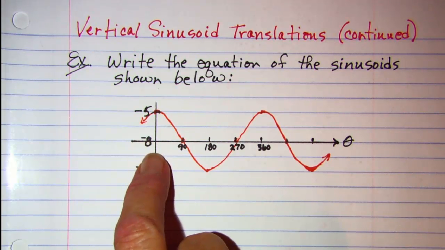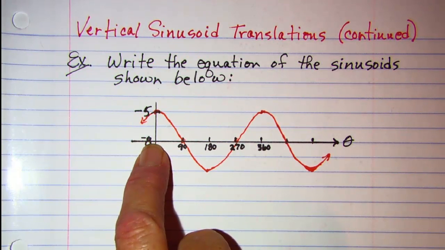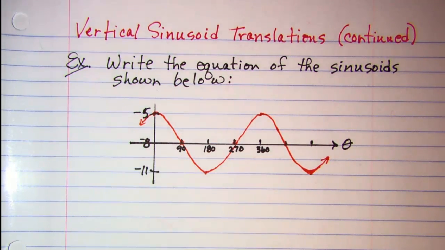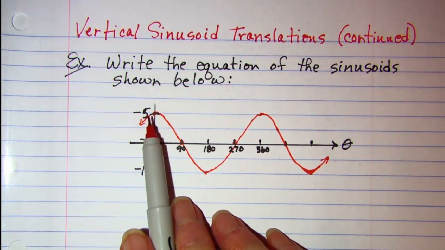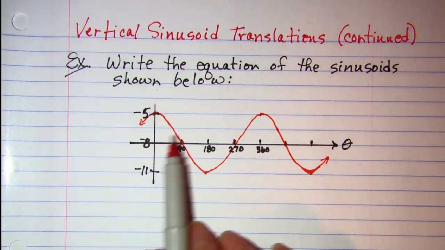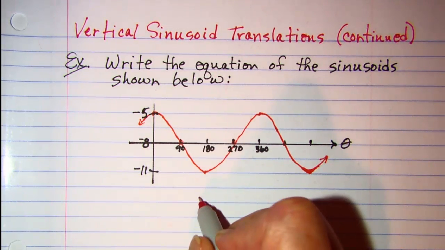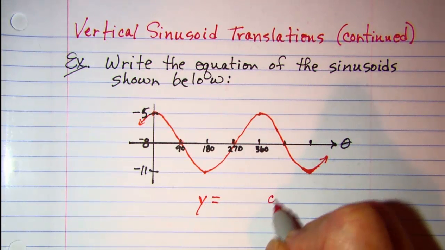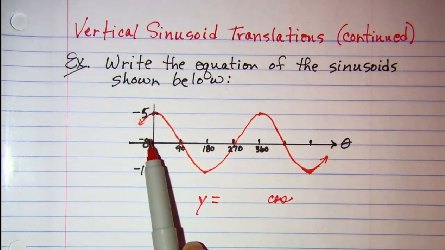So this is our 0 value of theta, and the curve is at a max. That means that this is a cosine curve. Whenever the curve is at a max or a min when the angle is 0, then we have a cosine curve. So I'll start out with y equals, and then I'm going to just write cosine here.